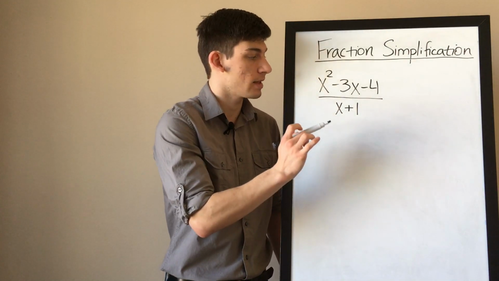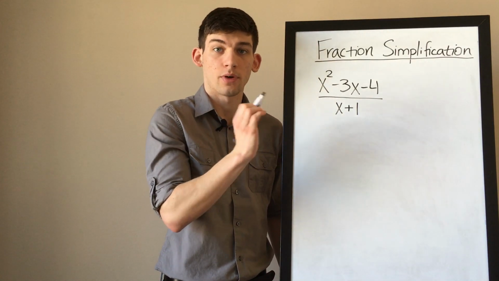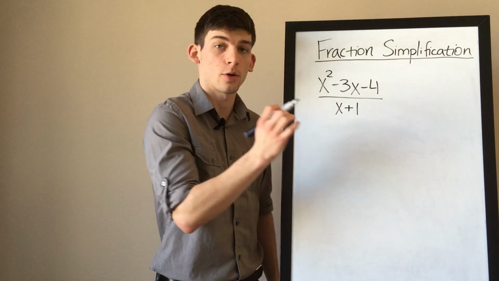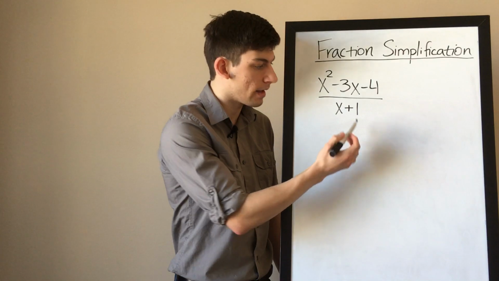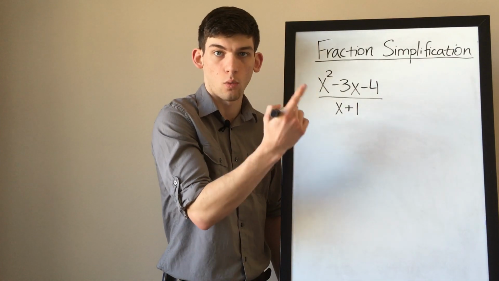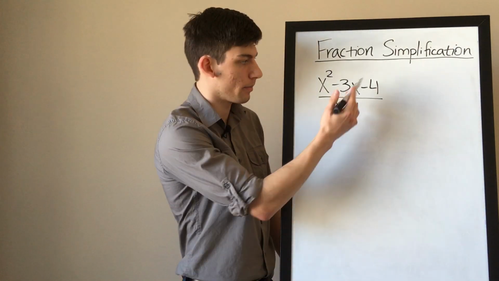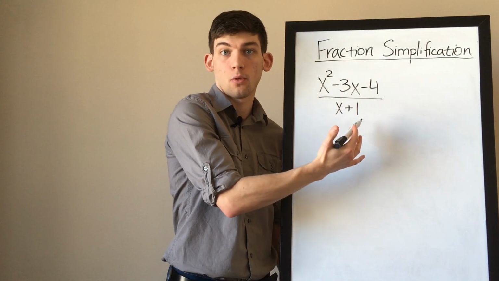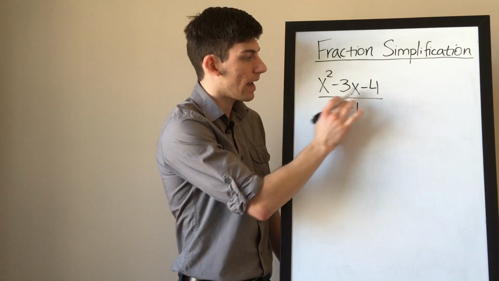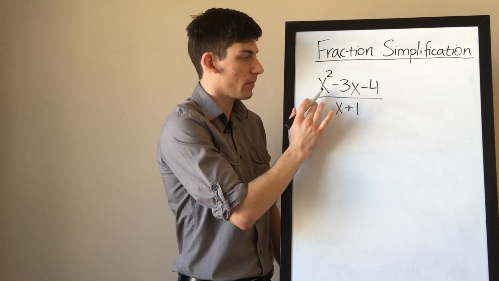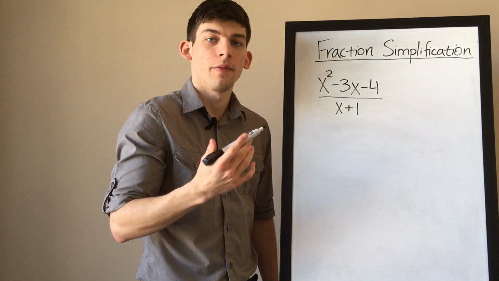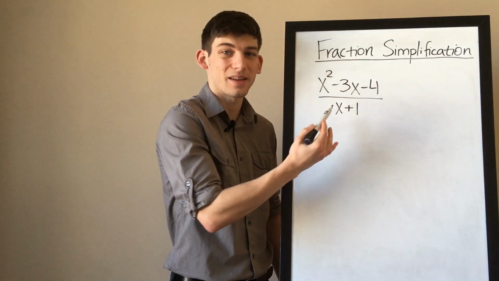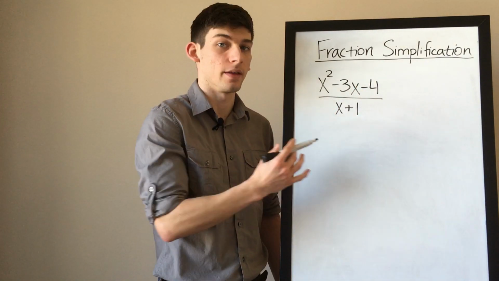However, you notice a key difference between our previous examples and this one. In our previous examples, everything on the top and bottom was linear, right? You didn't have any power of x over 1. It was just like 3x plus something up here, and then maybe just x or like 4x down here. But now we have a polynomial, specifically a quadratic, right? We have an x squared. That means that this is potentially factorable, and that's precisely the key to these types of problems.